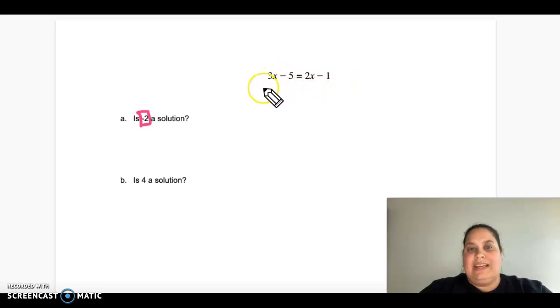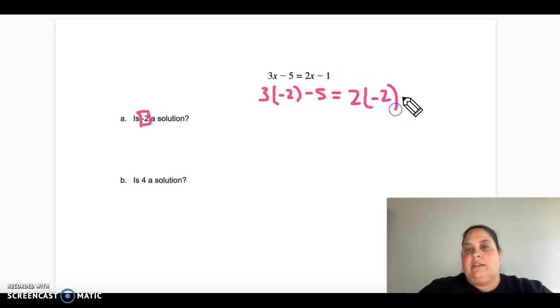So we should be plugging in a -2 right here next to 3, because that's where the x is. And we'll continue with the -5. And then we should also be plugging in a -2 right here next to this 2, where the x is. And then continue on with the -1. From there, we want to evaluate this, make sure that it actually is equal. If the two sides are equal, then it is a solution. If the two sides are not equal, then it is not a solution.